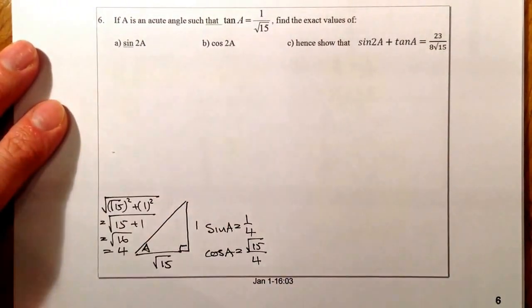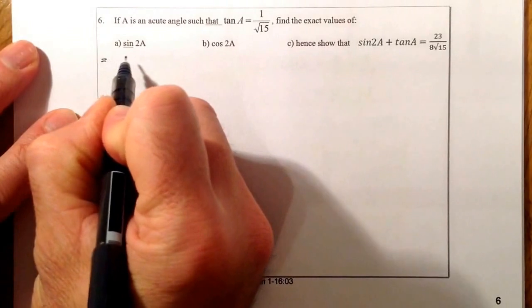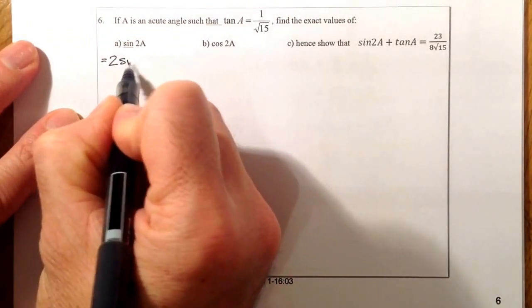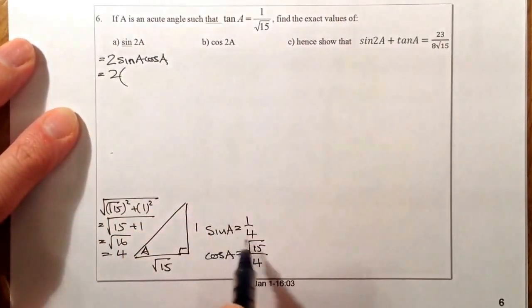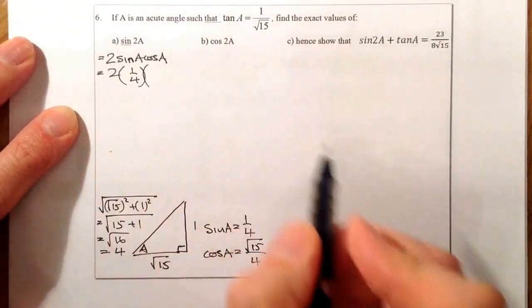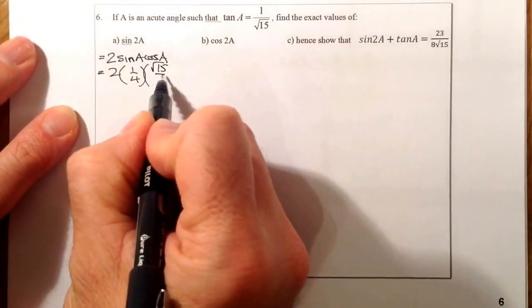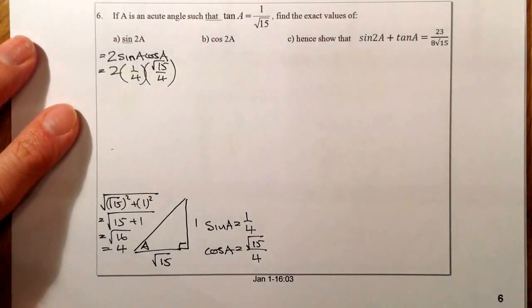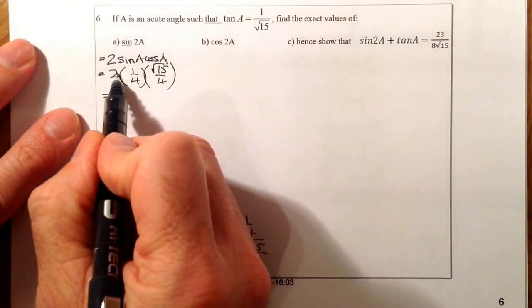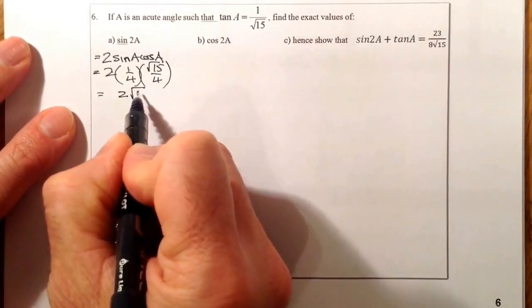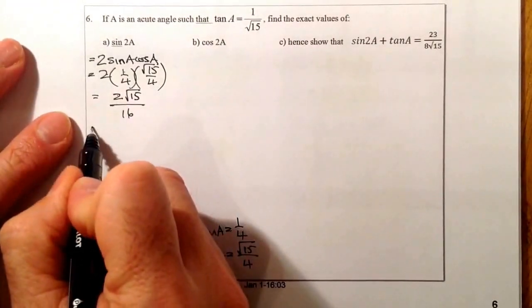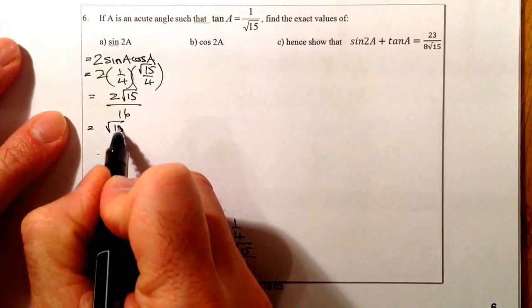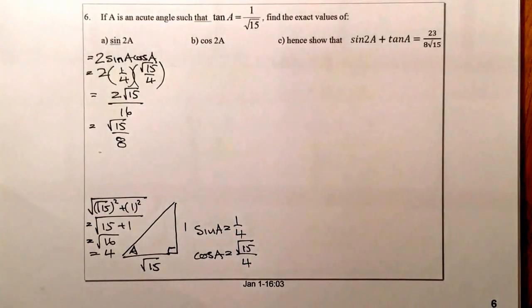So sine 2a is the question I'm going to answer first of all, so let's go ahead and do that. I'm going to use the formula sheet again, so that's 2 sine a cos a. Substituting my values in, sine a 1 over 4, cos a root 15 over 4, and from there I've got 2 times 1 times root 15 gives me 2 root 15 all over 16 on the bottom. I'm going to simplify that fraction by dividing top and bottom by 2, so it'll give me root 15 over 8 as my final answer to that part. And that's it simplified as far as I can go.